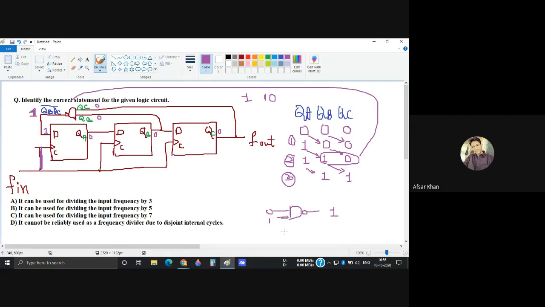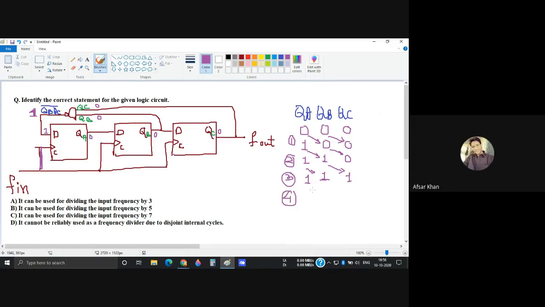And for an AND gate it's 0. Are you getting it, students? Yes, sir. So it will become 1. Now after the fourth cycle, this 1 will propagate here, and this 1 will propagate here. QB and QC go to the NAND gate. What will they give? They will give 0. It will be 0, 1, 1.